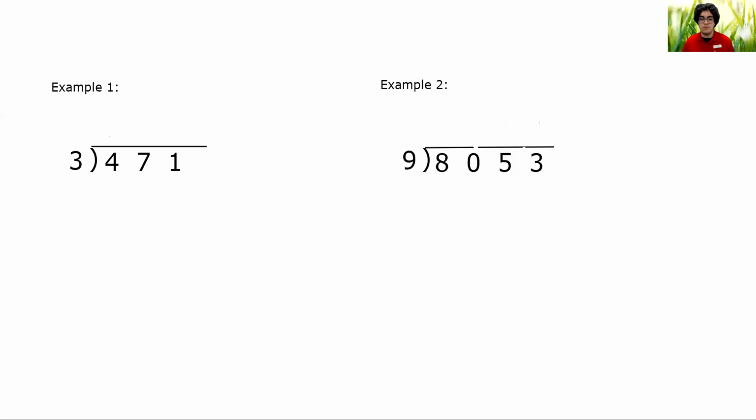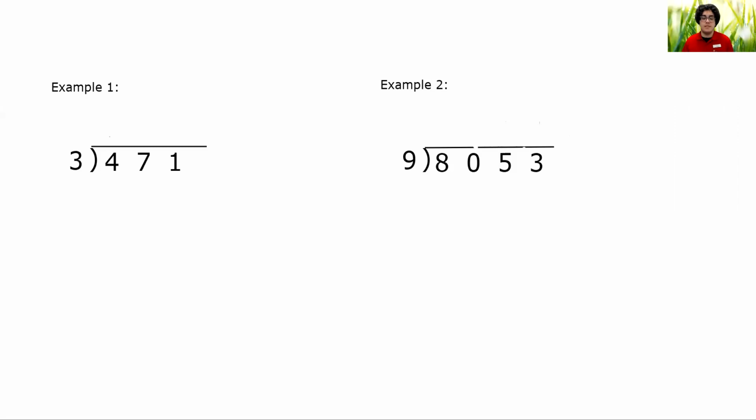a prerequisite knowledge of the multiplication times tables, and multiplication fluency is definitely something that we have a great emphasis on here at Mathnasium. So the first example, I'm going to do two examples. The first example is 471 divided by 3.